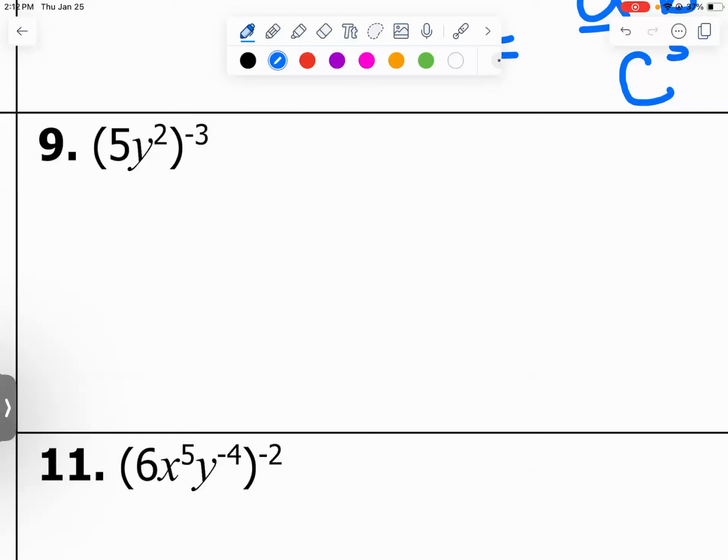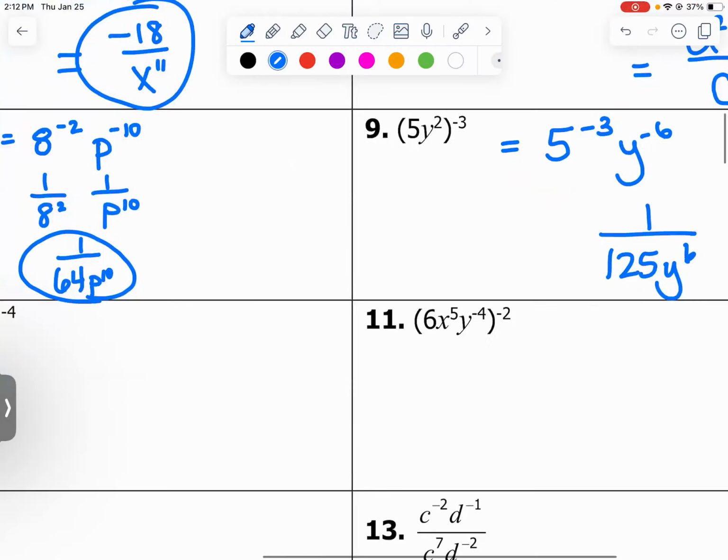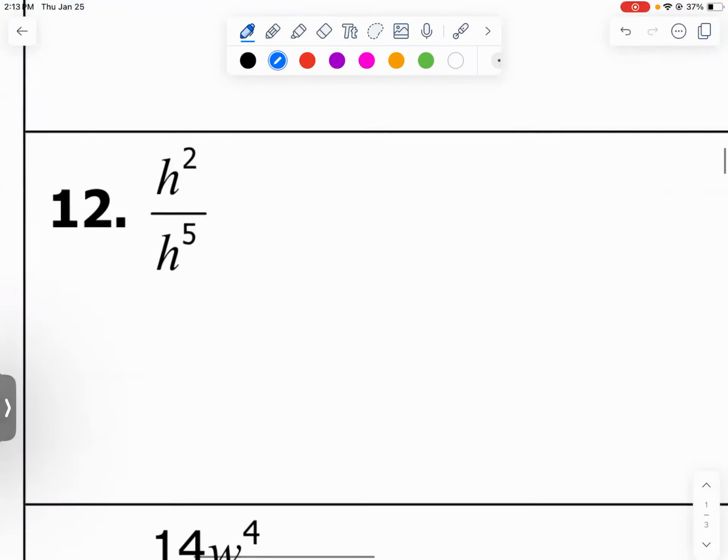All right, so I'm looking over Noah's shoulder and he got 1 over 125 y to the 6th. Allison got that? Brooks got that? Okay, did you get that? All right, because this is 5 to the -3rd, y to the -6th. Okay, now let's go down to number 12.